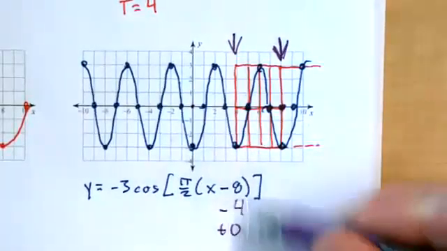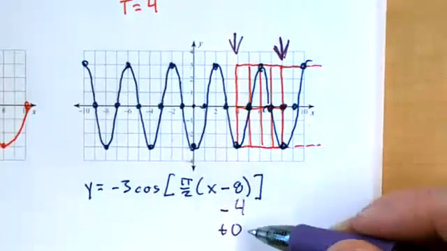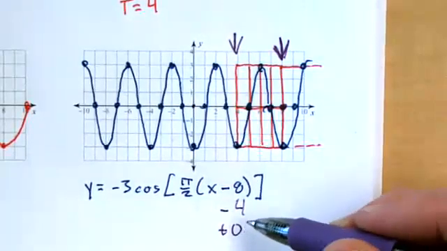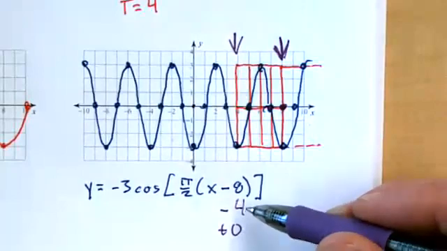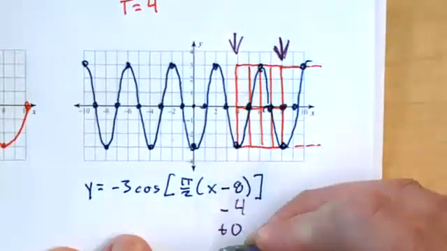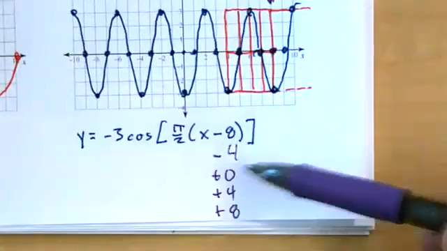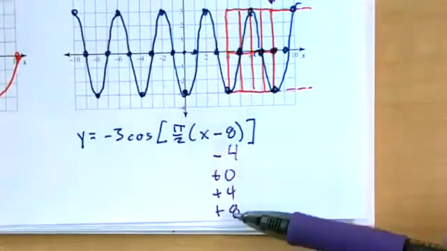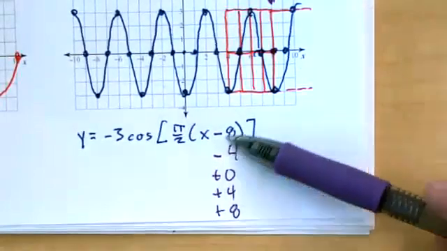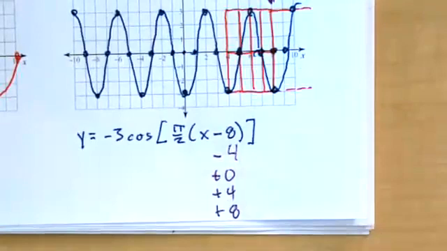Now, what are you noticing about all these numbers here? How far apart are they? 4, which is the length of the period, and that's no coincidence. So there would be another one at +4 and at +8. So if I replace this -8 with all of these different variations, we're going to get the exact same graph.